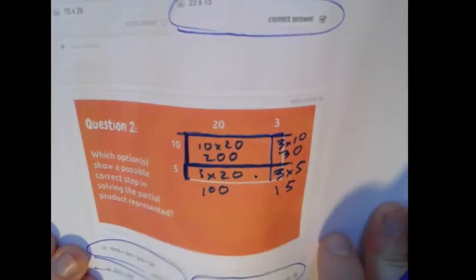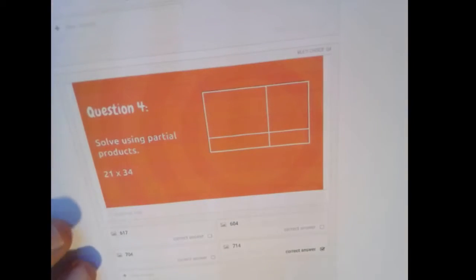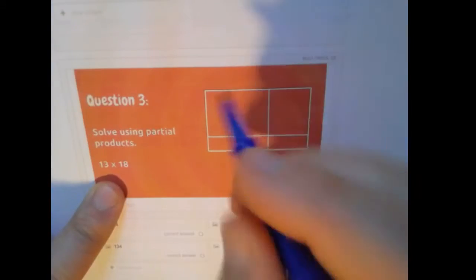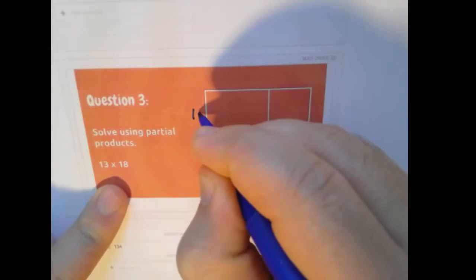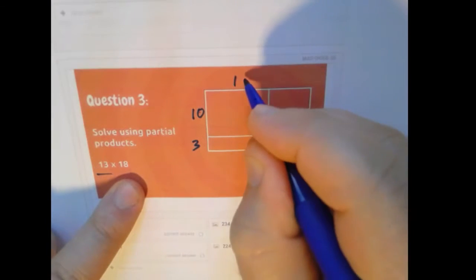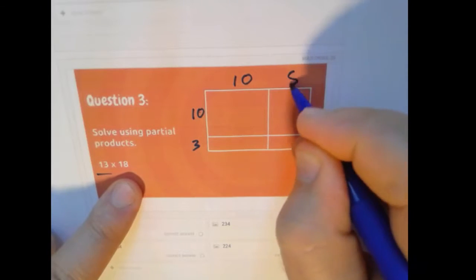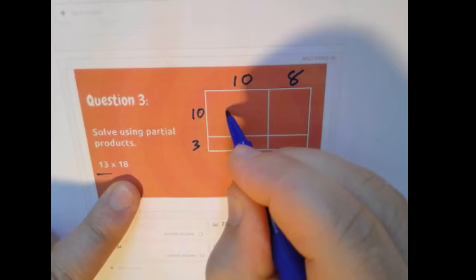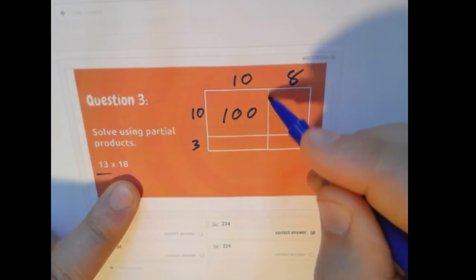Okay, question 3. Let's solve this using partial products. Okay, so if we made this 10 and 3, that would account for our 13, and then along the top, 18 would be made up of 10 and 8 more. Okay, then what is 10 times 10? This would be an area of 100. 8 times a height of 10 would be 80.